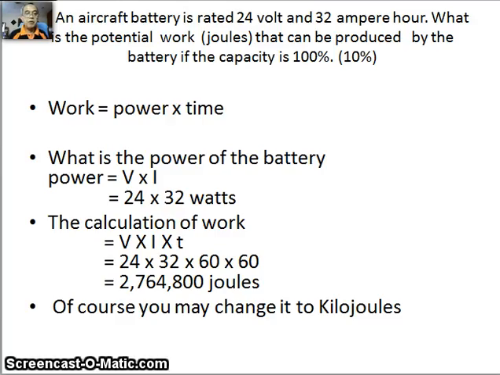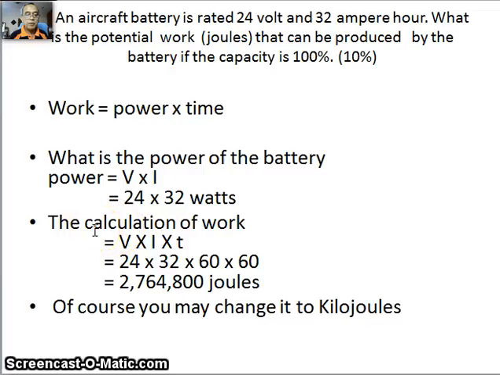Number 4 is quite straightforward because this is a power calculation. First you have to calculate the power, and then power times time gives you the work done. The power calculation for battery and also DC is volt times current, volt times amperes. In this case, 24 volt battery and 32 amperes. So you get 24 times 32 watts.